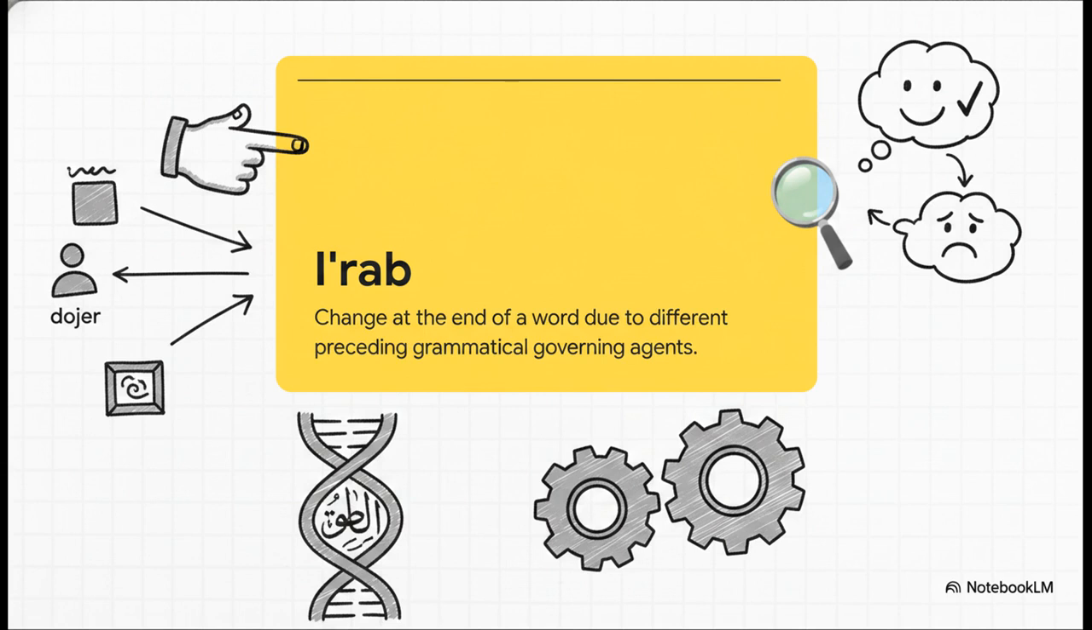Is the word acting as the doer of the action? Is it the direct object receiving the action? Or maybe it's following a preposition? Each of these roles demands a specific uniform, a specific ending. And why does this matter so much? Because in Arabic, shifting just a single ending vowel can entirely flip the meaning of the sentence. It is literally the structural DNA of the language.